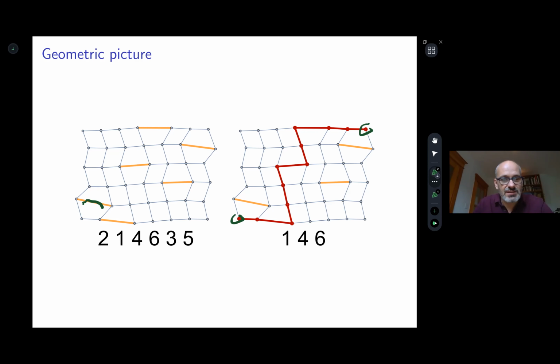And so the edges that you use are going to be those. So it uses the long edge on the second column. So that gives you the 1. It uses the long edge in the third column, which corresponds to 4, and so on, and then the 6. So that's one way to think about it geometrically.